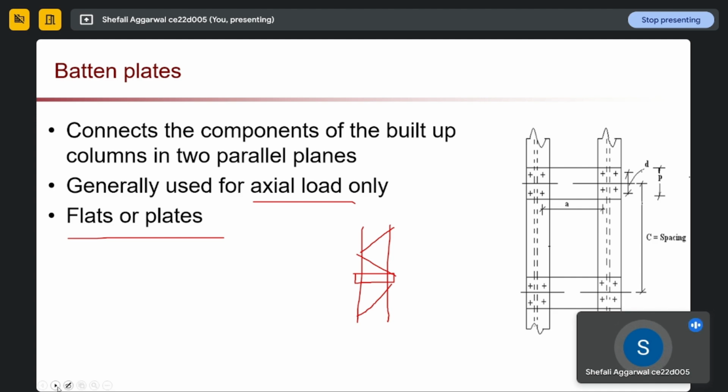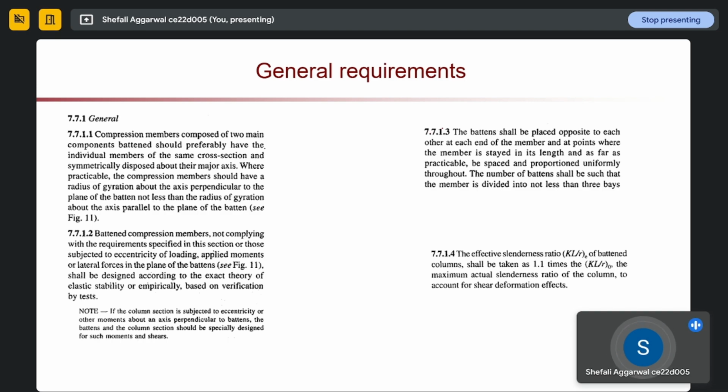So this is what exactly a batten plate is. These are the general requirements for our batten plates. This is already given in IS 800. You can read from there. First thing: a compression member composed of two main components should have individual members of the same cross section, and they should be symmetrical around the major axis, and the radius of gyration about the axis perpendicular to the plane should not be less than the radius of gyration along the parallel to the plane.